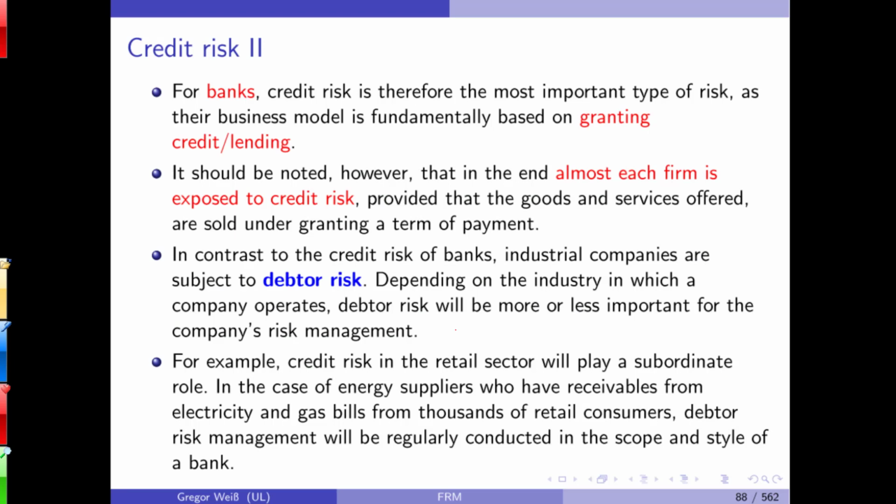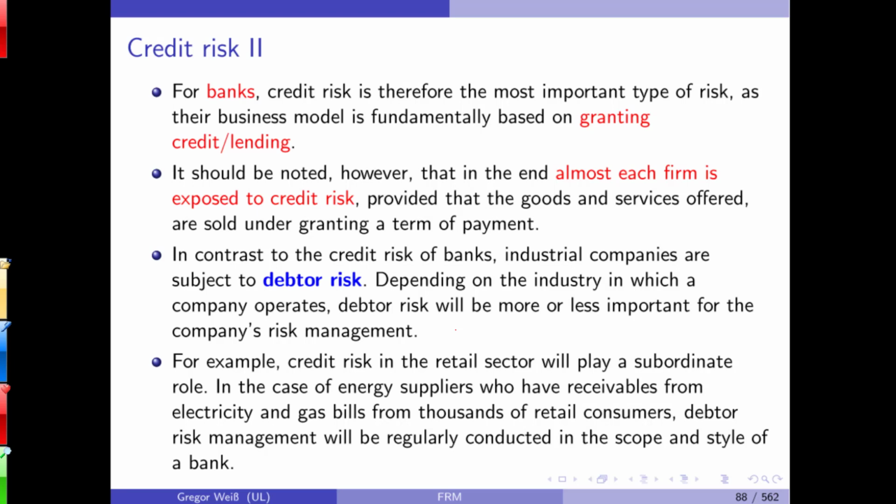So for banks, obviously, credit risk is one major concern. They give out loans, and people can default on their loans. So this is a major risk exposure to banks. But in the end, every industrial company usually is exposed to credit risk. If there is a slight chance that you will not be able to recover your receivables, you have credit risk.